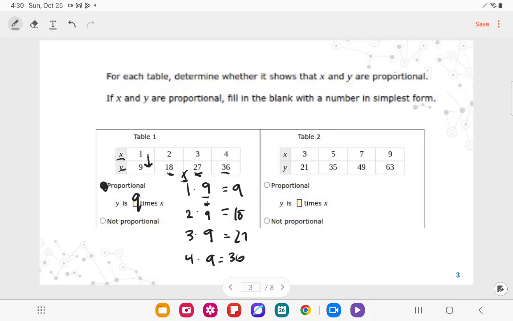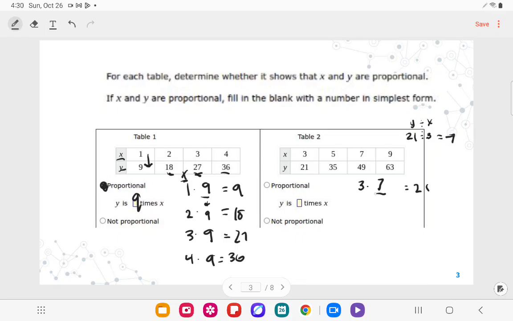So let's try that again. Can I think of 3 times something that's going to give me 21? Now some of you are probably already saying, oh, I know what it is. But let's suppose I don't know what that is. Maybe I'm not super comfortable with my times tables. You can always work backwards. To work backwards, take your y and divide it by your x. If I take my y, so 21, and divide it by 3, it should tell me what I'm multiplying by. I would type that in my calculator if I wasn't sure. 21 divided by 3 is 7.